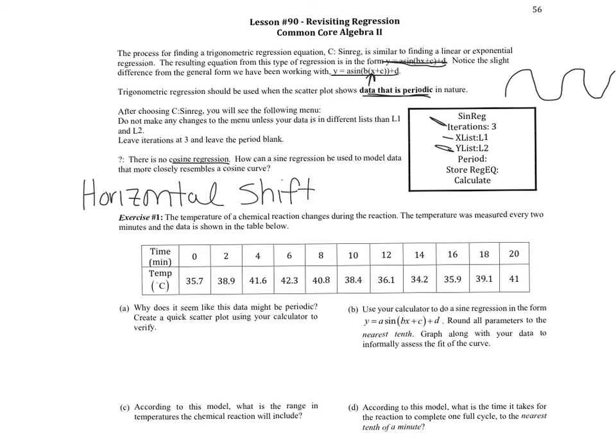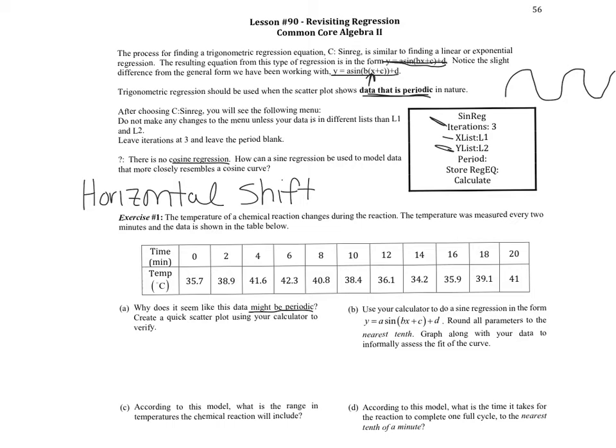So you're never going to get a cosine regression. Basically, just shift sine over so it ends up where cosine is. So here's our first table. It says the temperature of a chemical reaction changes during the reaction. The temperature was measured every 2 minutes, and the data is shown in the table below. So why does it seem like this data might be periodic? We're going to create a quick scatter plot using your calculator to verify.